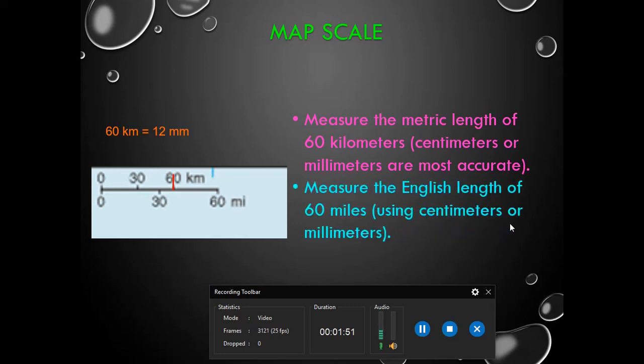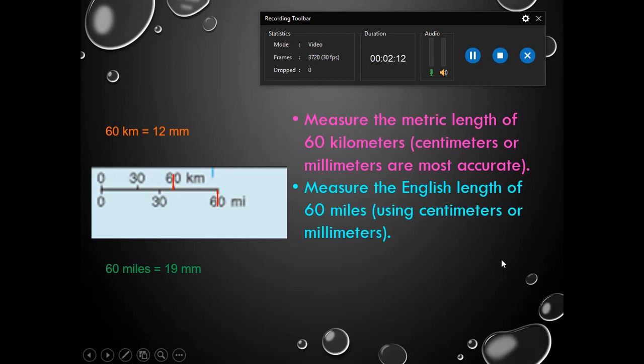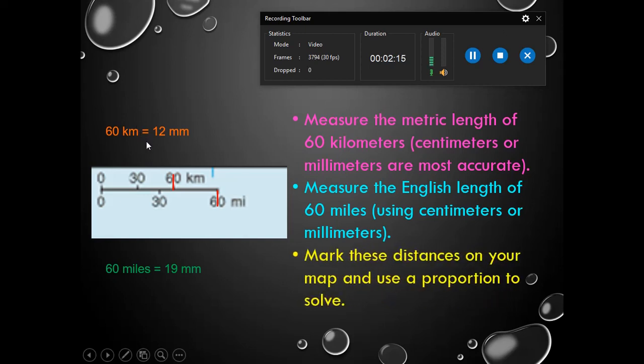Now we want to measure the English length of 60 miles. Again, you want to choose centimeters or millimeters. When I measured the distance from 0 to 60, we're going to that red mark, I found the scale to be about 19 millimeters. And that one seemed more accurate. I would mark these distances on your map itself. We're going to use both of these ratios to do all of our calculations. We're going to set up a proportion, and then we're going to cross multiply.